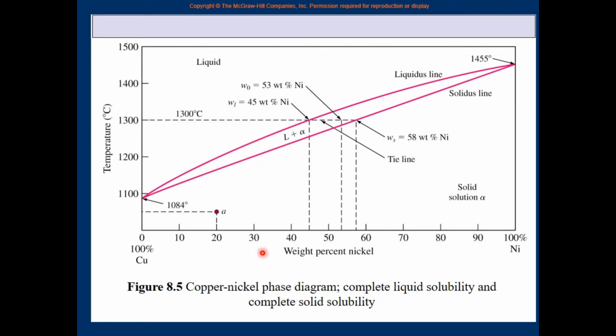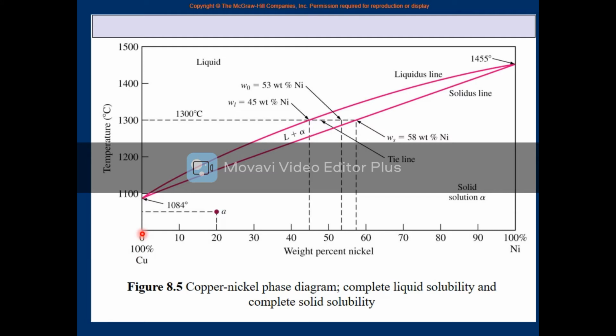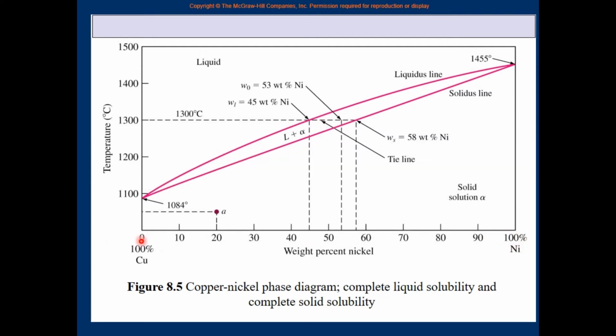So when we say 0% nickel, it means we have 100% copper. So at this point we have pure copper. And when we say 100% nickel, then there is no copper. So the two ends are the pure materials. This end is 100% copper. This end is 100% nickel, right? And this is the temperature.